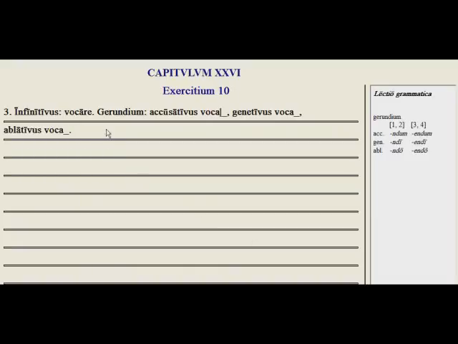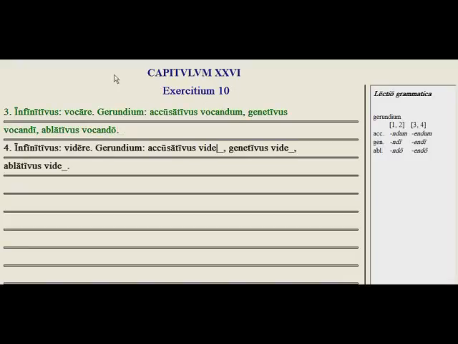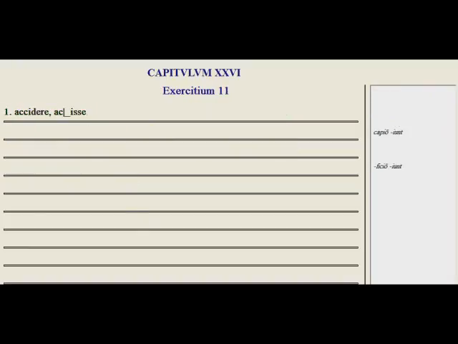Infinitivus vocare, the infinitive to call. Gerundium, the gerund. Accusativus, the accusative of vocare, the gerund, is vocandum. The genitivus est vocandi. Ablativus est vocando. So we have to call, we have calling, we have of calling, and we have by, with, and from calling. Try the rest of those exercises, and let's move on to exercise 11.